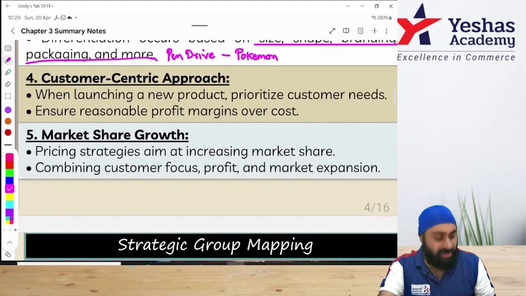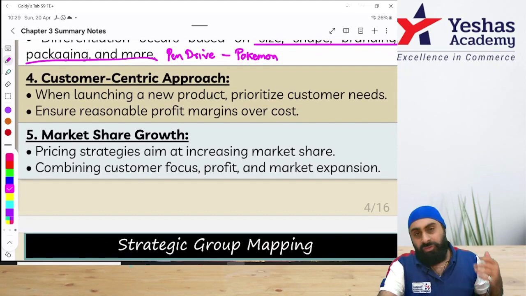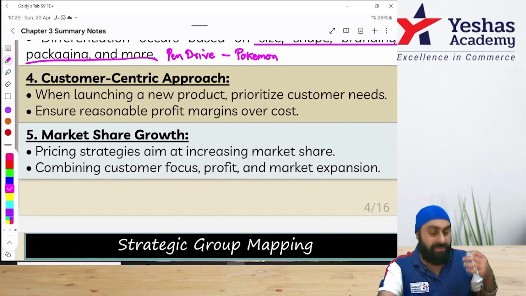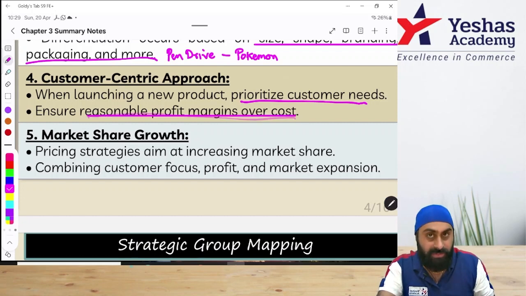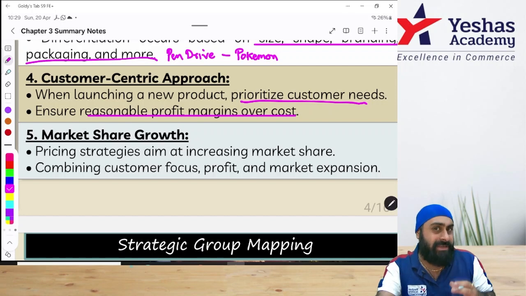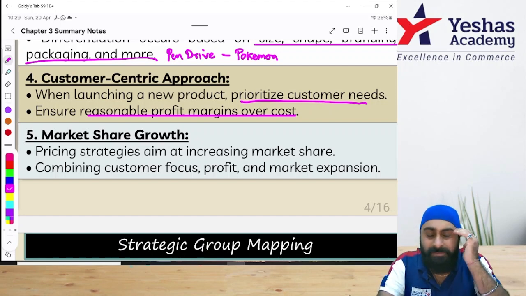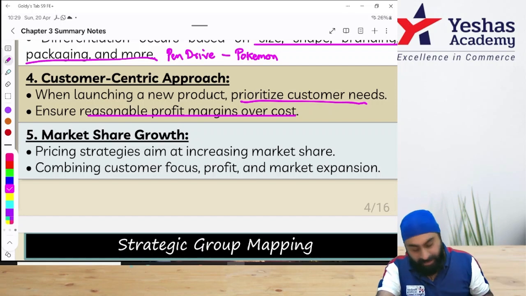Customer-centric approach. Obviously, when you're launching a product, you will prioritize customer needs to ensure reasonable profit margins over the cost. Making a product without taking the customer into the center is basically a foolish plan, with no head in that particular plan.